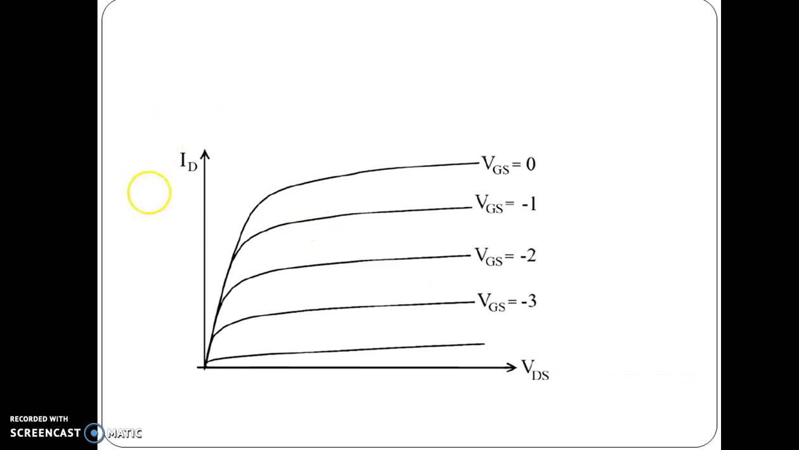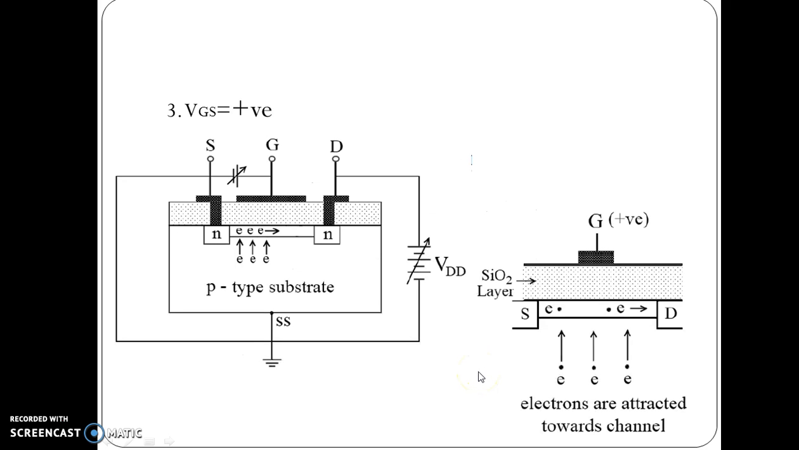Next, we can observe when VGS is equal to 0 volt, at that time we get the maximum IDSS current, but as we increase VGS in the negative direction, the maximum stable current ID also goes on decreasing, and at one level that drain current becomes 0.